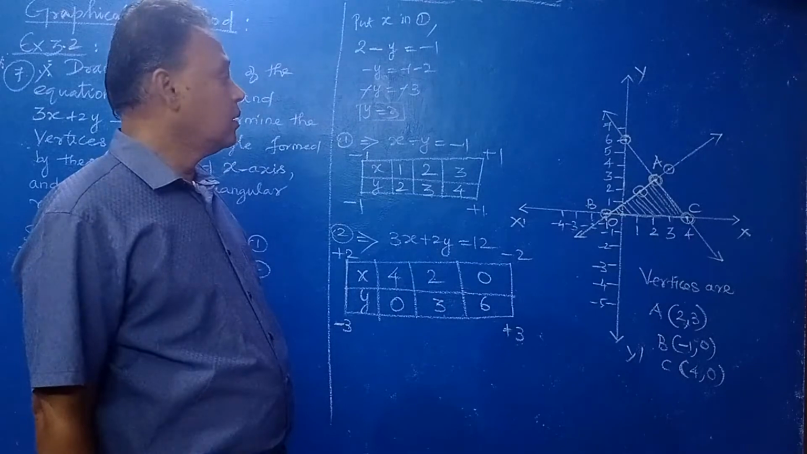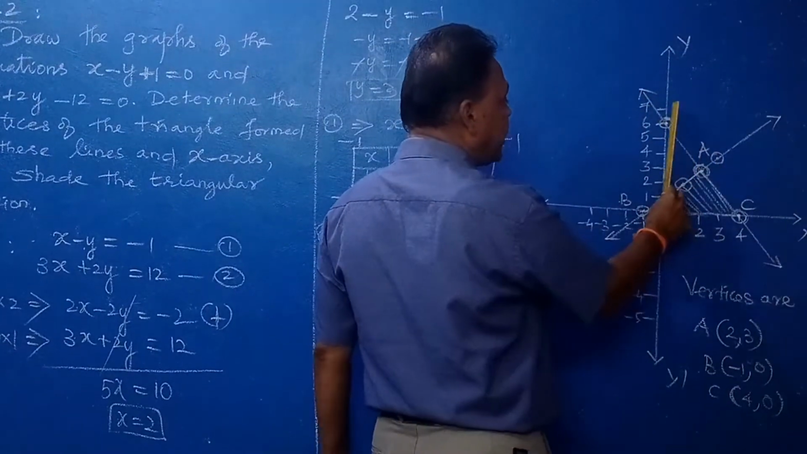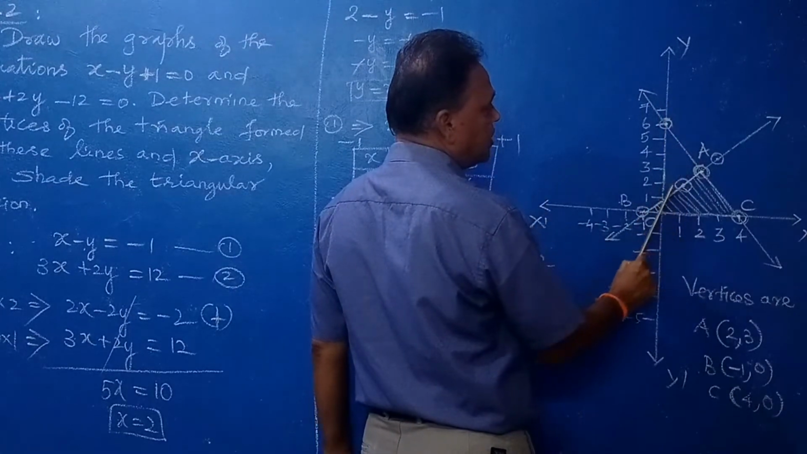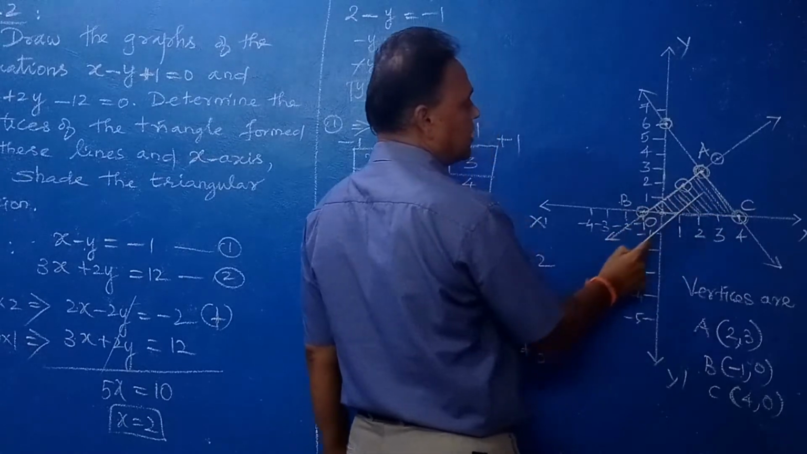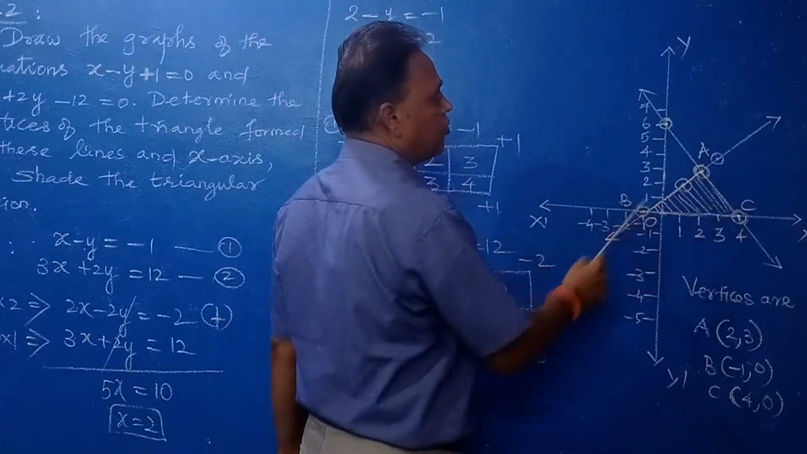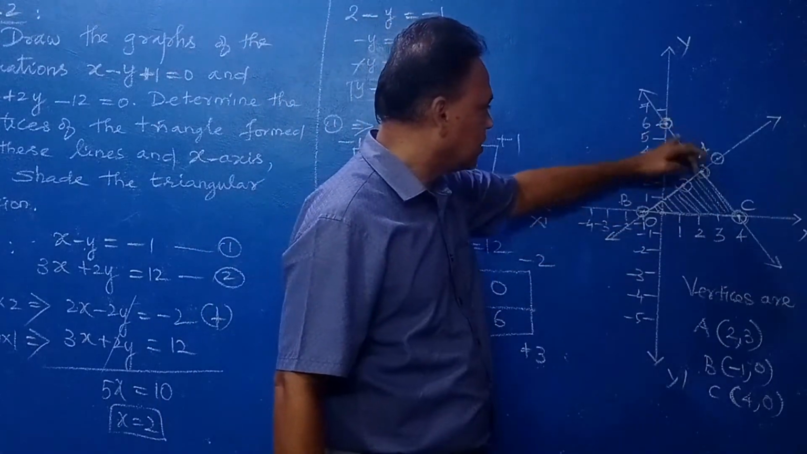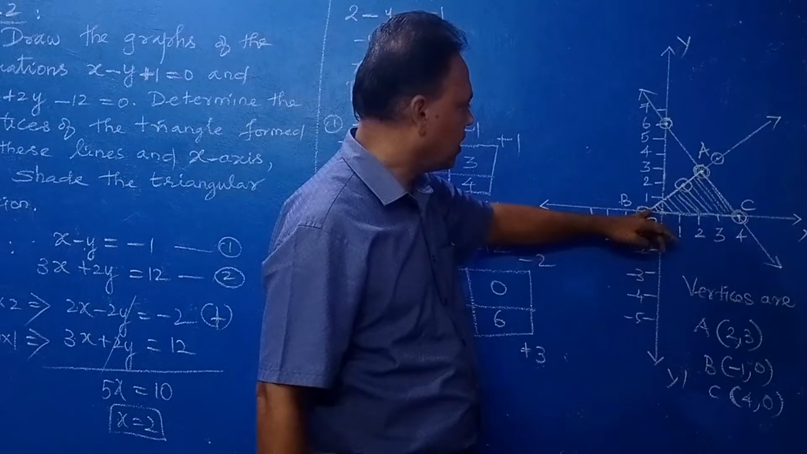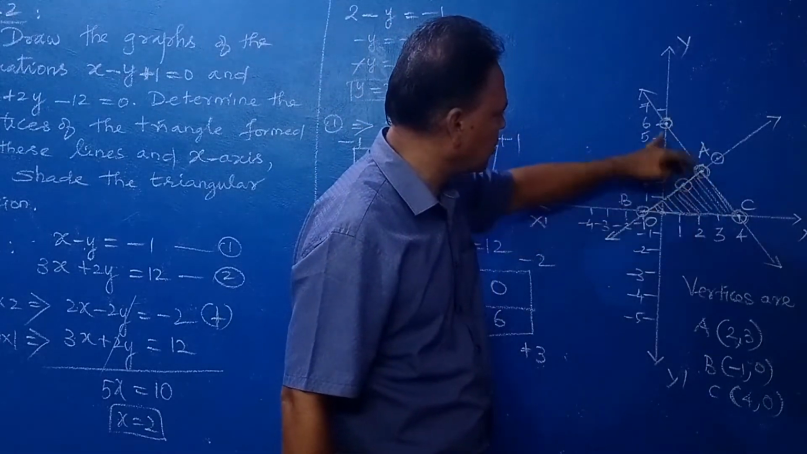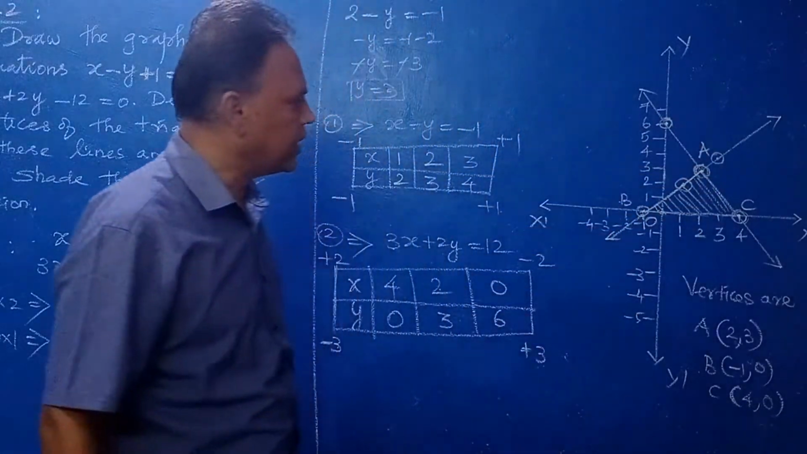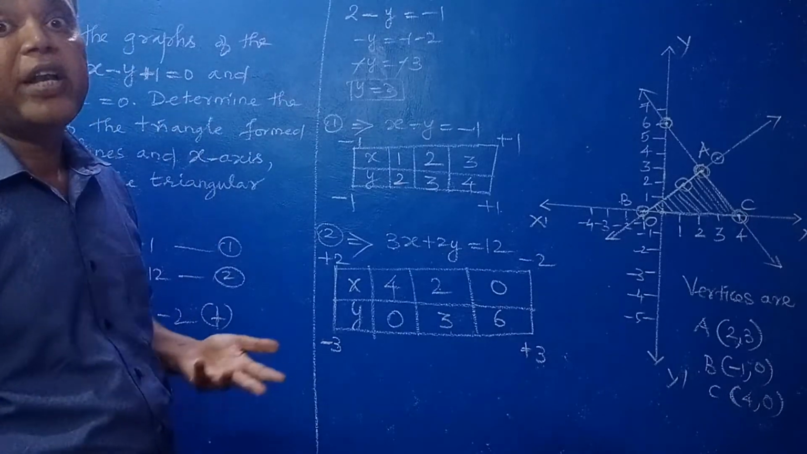Understand? Sometimes they may ask for these 2 lines and the y-axis, and then this triangle you have to take. Here they asked for the x-axis, so I have taken this. According to this problem, this triangle you have to take. Sometimes they may change it also. These 2 lines and the y-axis means these vertices, along the y-axis you have to take. Clear? Sometimes they may also ask the area of the triangle.